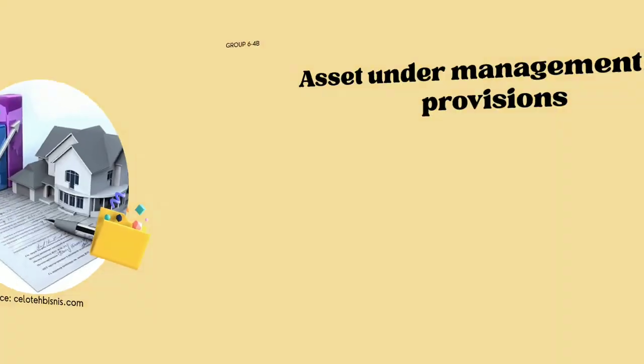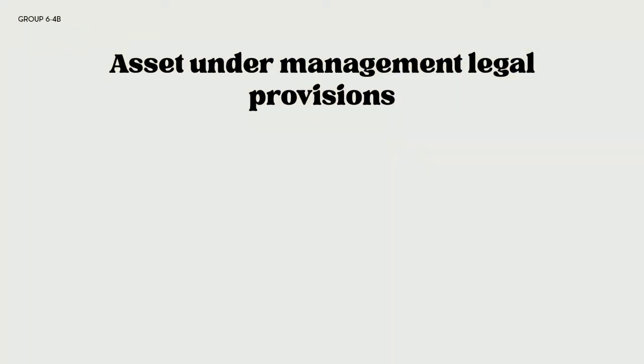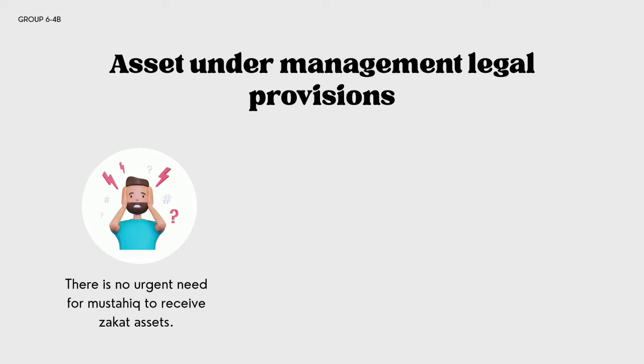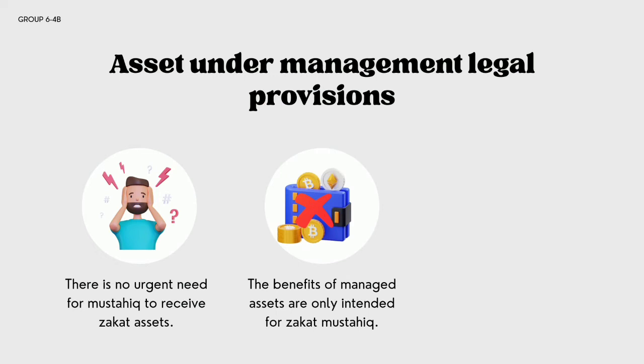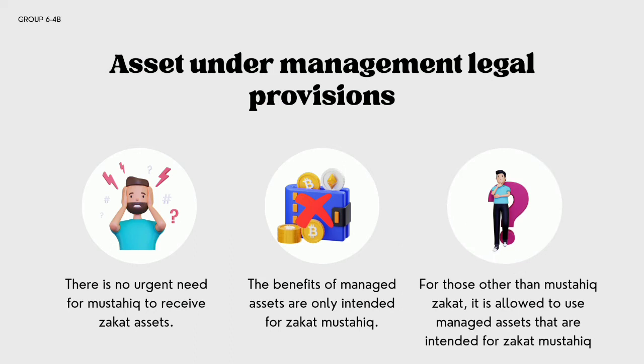Topic number 10 is asset management legal provisions. The law for distributing zakat assets in the form of managed assets is allowed with the following condition. Point 1 is there is no urgent need for mustahik to receive zakat assets. Point number 2 is the benefits of managed assets are only intended for zakat mustahik. And point number 3 is for those other than mustahik zakat, it is allowed to use managed assets that are intended for zakat mustahik by making reasonable payment to serve as benevolence funds.